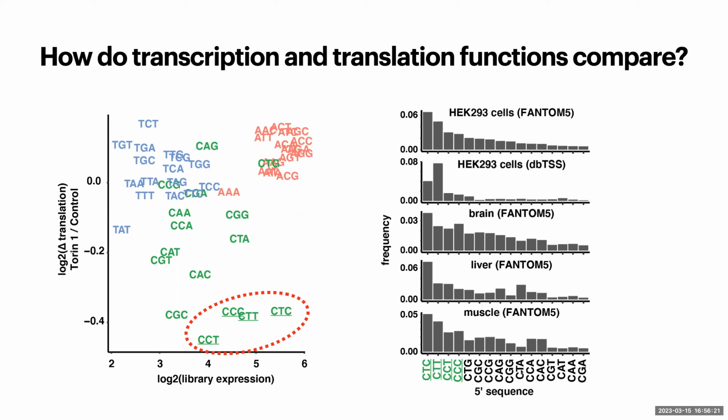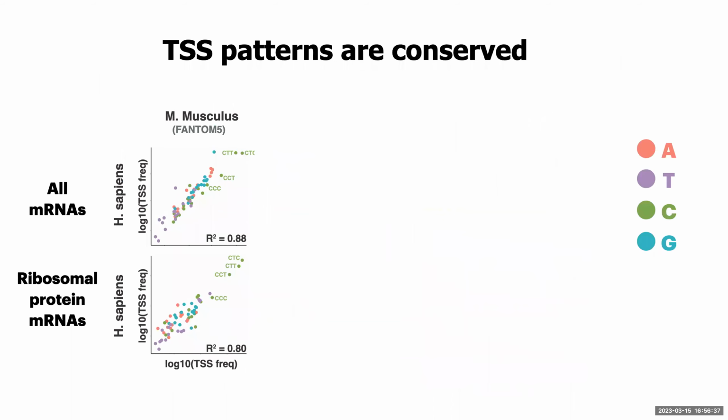One exception that you might see is this CTA sequence in liver samples. And it turns out that that's an exception that sort of proves the rule, because those sequences are almost fully accounted for by the massive expression of albumin. So these patterns are also conserved across species. Again, this is looking at TSS frequencies between humans and mice, and this is across all mRNAs.